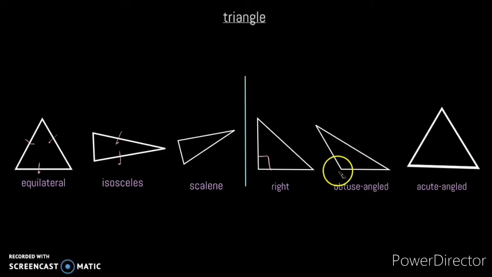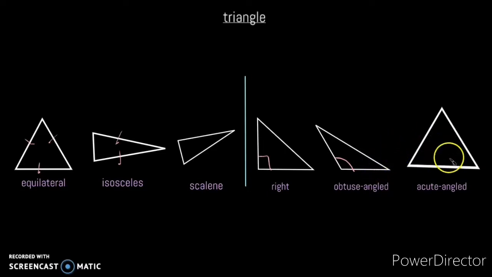From the name itself, we can understand that one of its angles will be obtuse. Just like the right angle, in this also we can only have one obtuse angle. An obtuse angle is greater than 90 degrees and less than 180 degrees. So if we have two obtuse angles, then we can never produce a triangle.